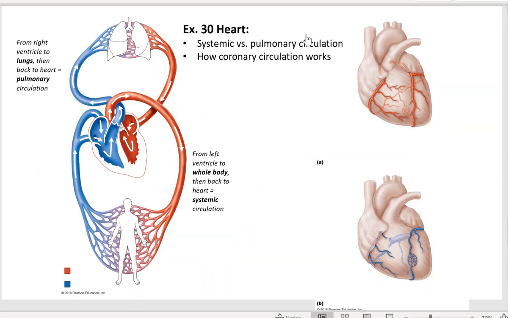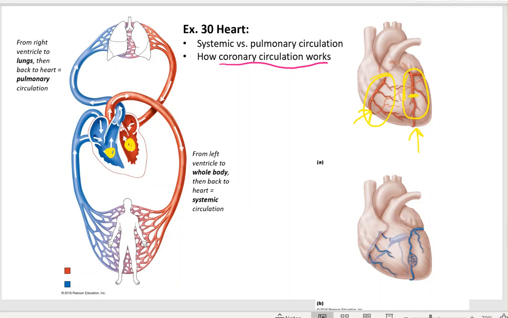Just a little bit about coronary circulation. The blood that's in your chambers right here doesn't do anything to nourish or bring oxygen to your heart tissue at all. It's these vessels. This vessel right here, these vessels, these are coronary arteries, and they feed the heart muscle. And if you get a block in one of them, that's what gives you a heart attack.